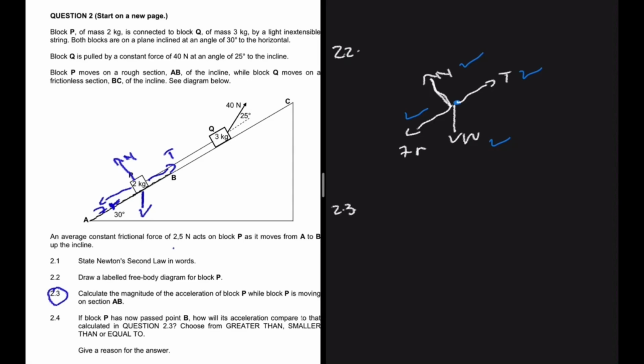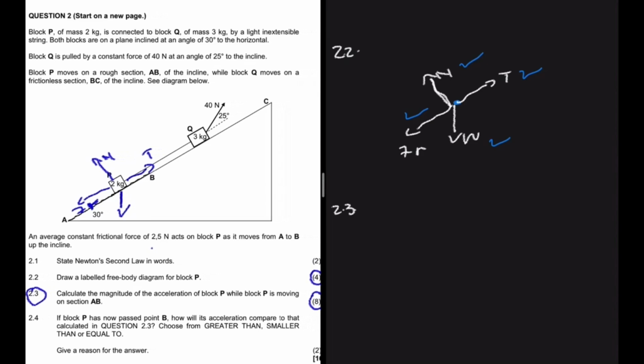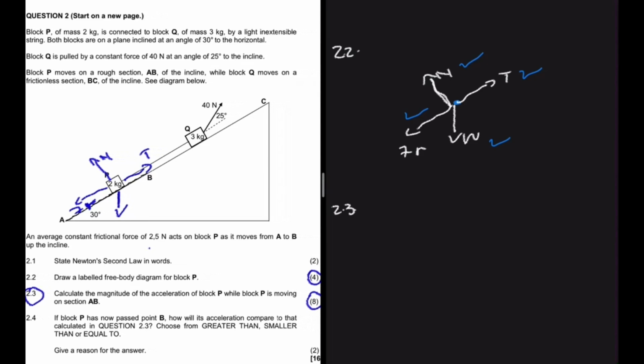2.3 says, let's calculate the magnitude of the acceleration of block P while block P is moving on section AB, right? So the first step when you want to find the acceleration of a certain object, you draw a labeled free body diagram, right? And then after you do that, you can then say that for the 2 kg object, right? So why am I saying for the 2 kg and underlining it? It's just for the sake of clarity, right? I don't want to make the examiner's life difficult.